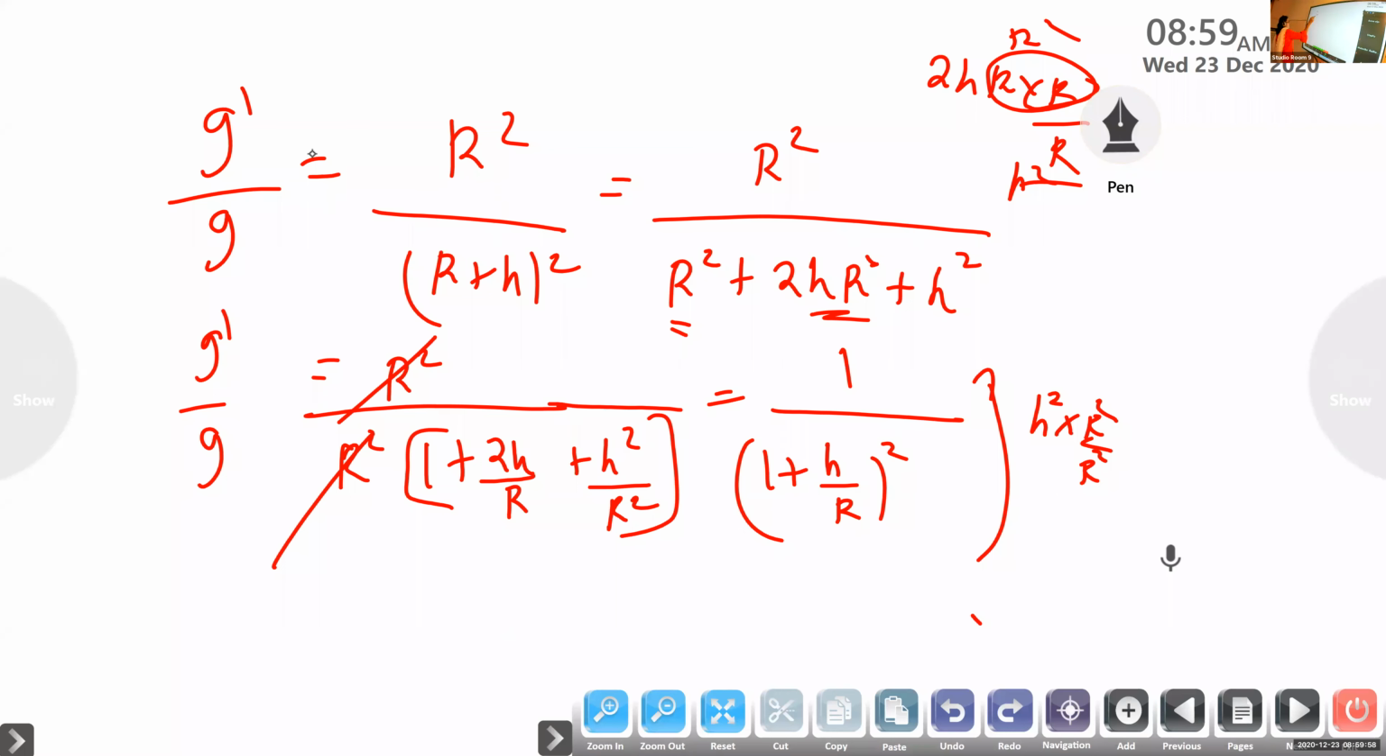So next line, g dash by g is equal to 1 plus h by r to the power of minus 2.